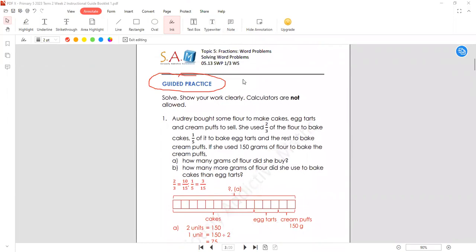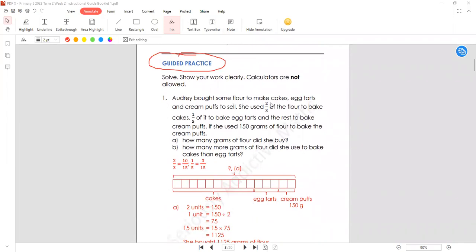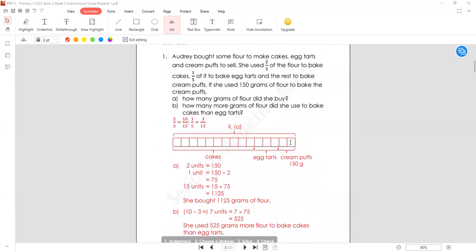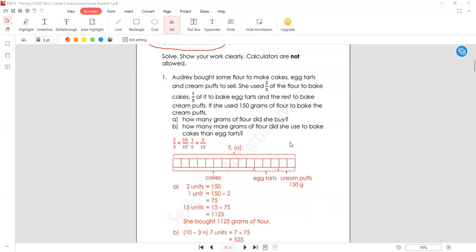We start off with this question. Audrey bought some flour to make cakes, egg tarts, and cream puffs to sell. She used 2/3 of the flour to bake cakes, and so on. Now, for this question, how I'd like you to teach students is to draw a bar model. But if you look at using this model already drawn here, it may be a bit difficult for students to understand.